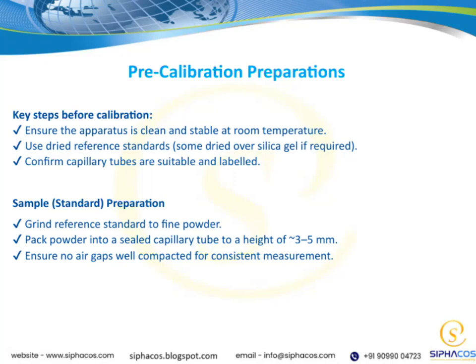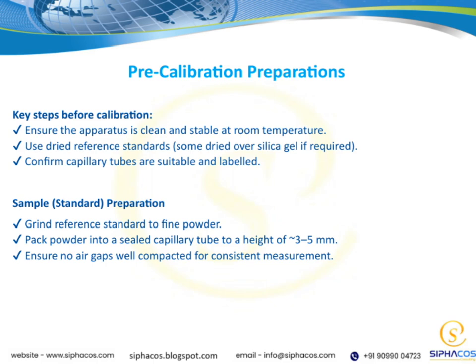Before we begin calibration, there are a few key steps to ensure everything runs smoothly. First, make sure the apparatus is thoroughly clean and stable at room temperature. This helps prevent any contamination or temperature-related inconsistencies. Next, always use dried reference standards, and in some cases, drying them over silica gel can be beneficial to remove moisture that might affect the results. It's also important to confirm that your capillary tubes are suitable for the measurement and properly labeled, so there's no confusion during the process.